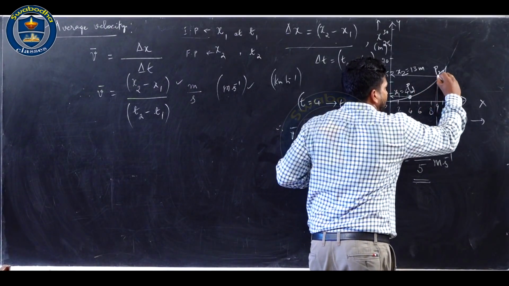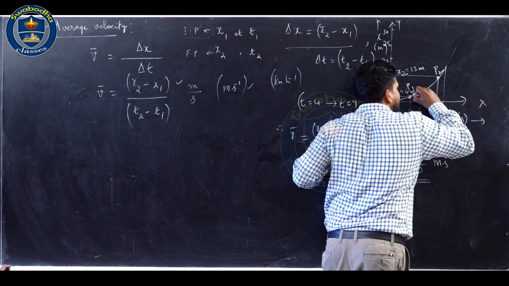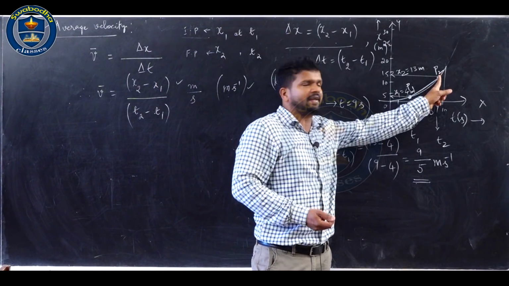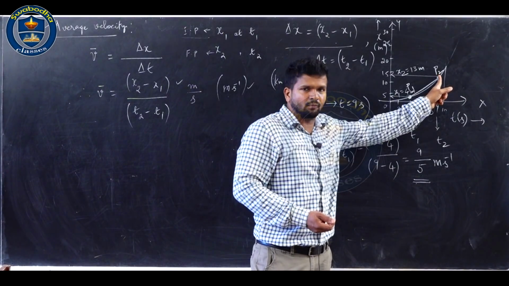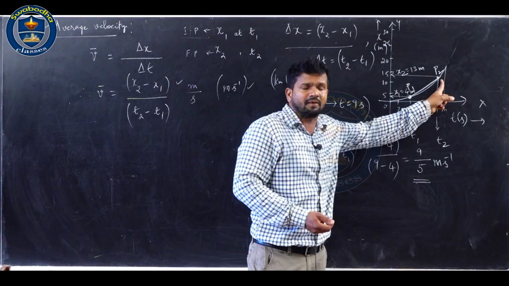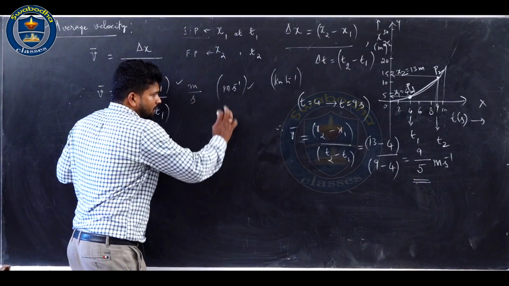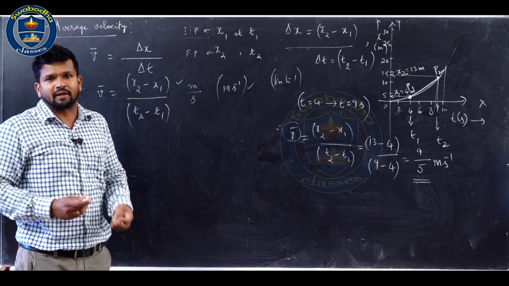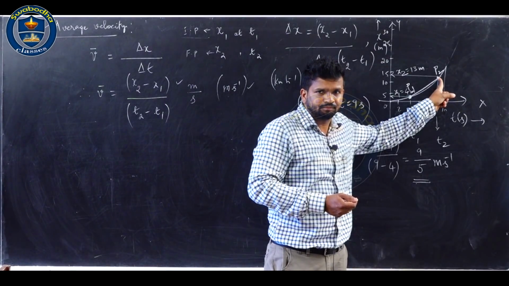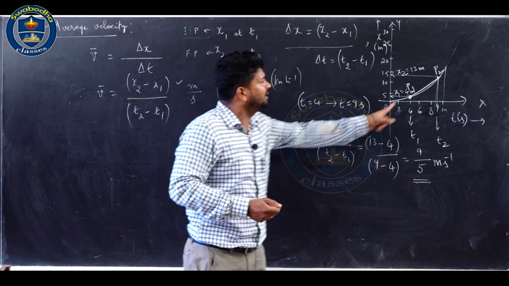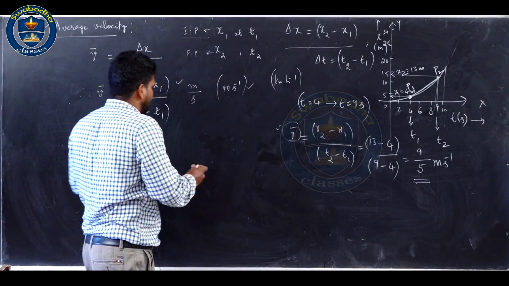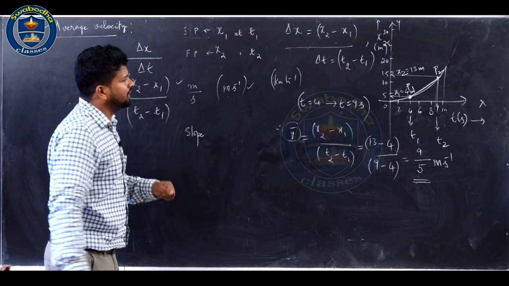You join the initial point P1 to the final point by a straight line. P1, P2 is a straight line joining initial and final positions of the body in motion. The slope of the straight line joining the initial and the final position P1, P2 would give you the average velocity v bar. Graphically, the slope of the straight line joining the initial and the final position will give you the value of average velocity over that interval. That is one important feature of a position time graph.